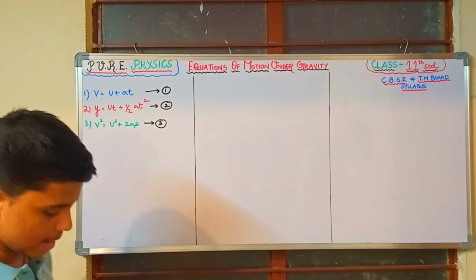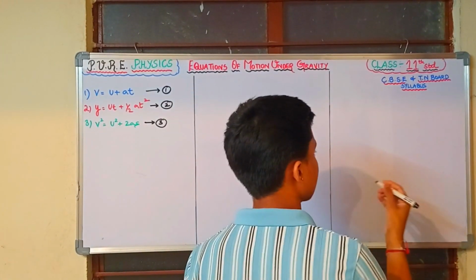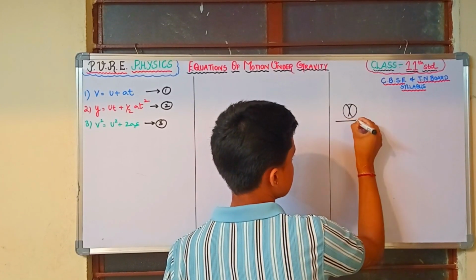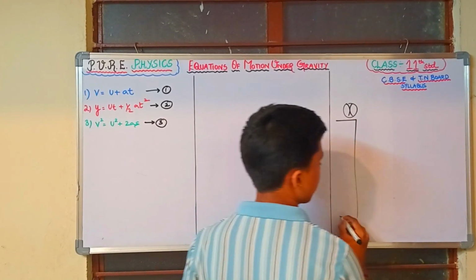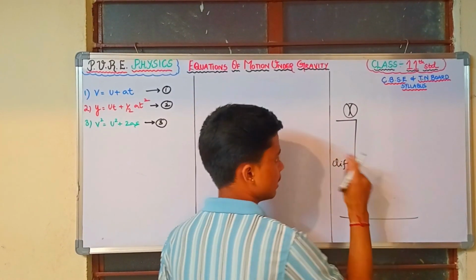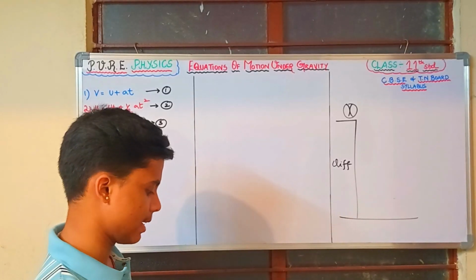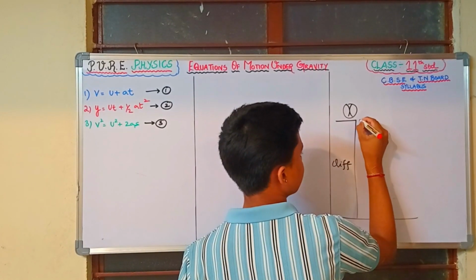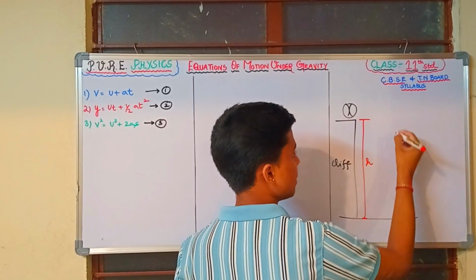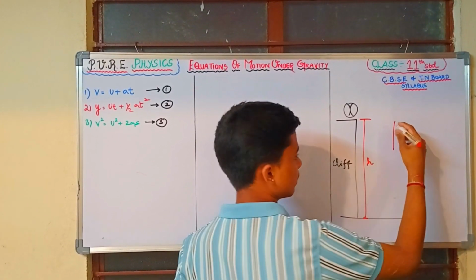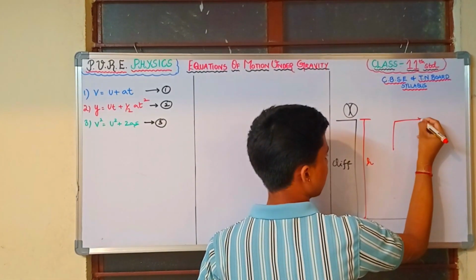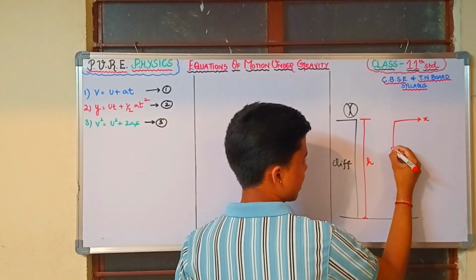Now let me go on to a diagrammatic explanation. Consider a ball which is being thrown from a cliff. So this is a cliff. The ball is being thrown from the cliff, and it travels a distance of height h. And let me take the travelling path as the positive y axis and the horizontal direction as the positive x axis.